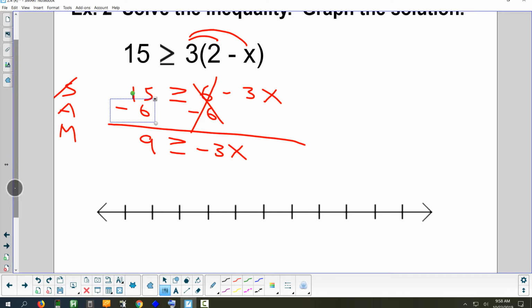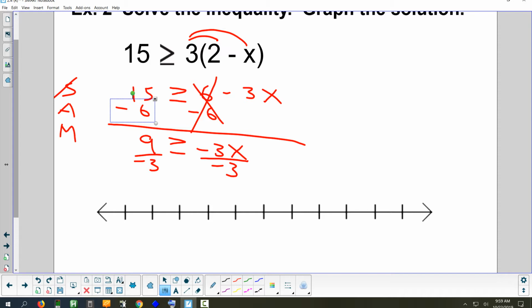What's my last step? Flip it. Why? Well, hold on. Why are you saying flip it? Oh, wait, never mind. You have to divide by 3. Negative 3. So I'm going to divide by negative 3. Okay, and now what do I want to be careful about? The sign. What do I have to do? You need to change it. Now I need to flip it, right? She said divide by negative 3.